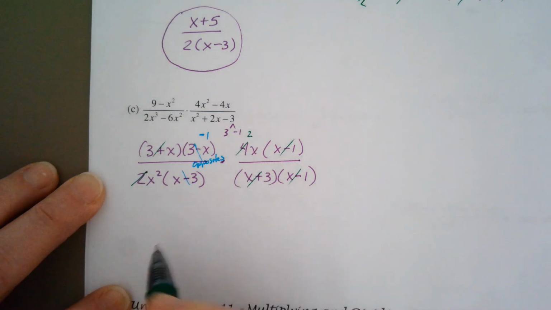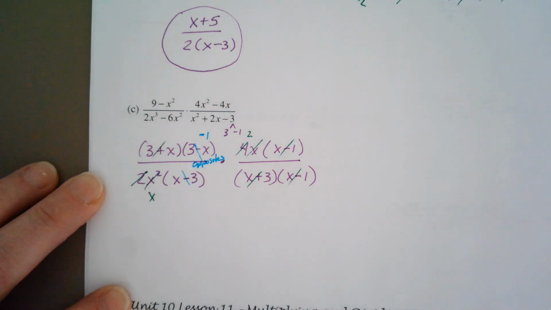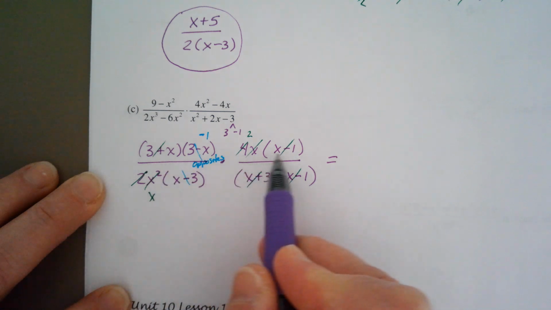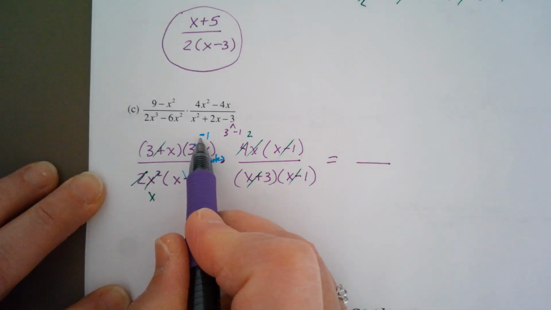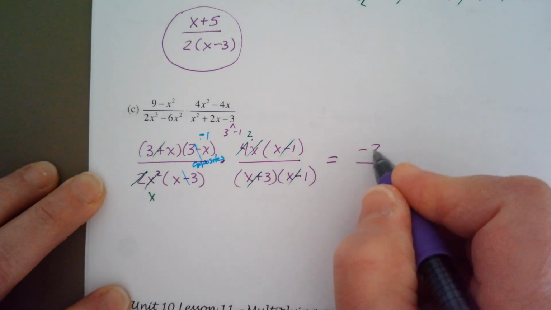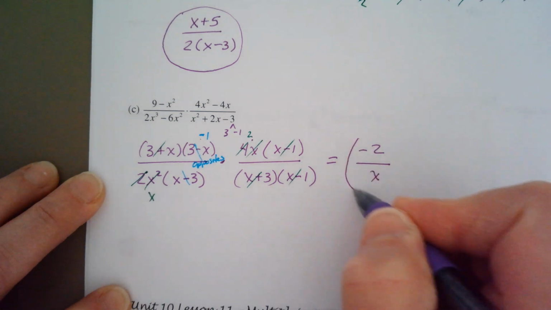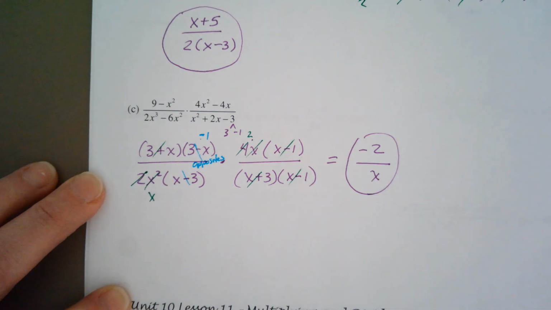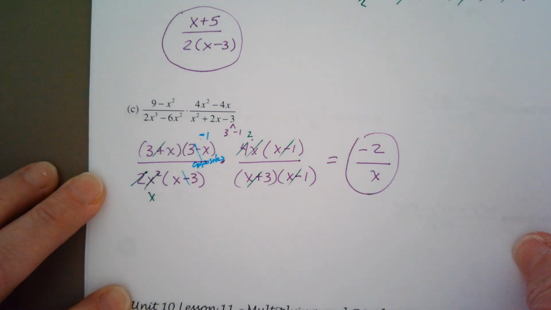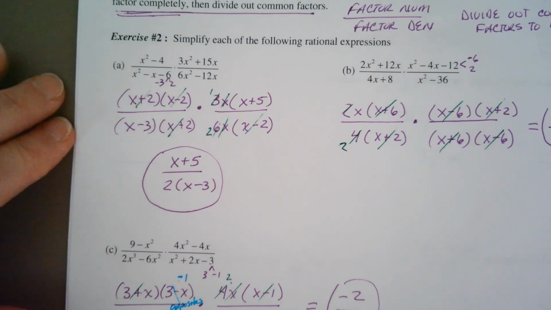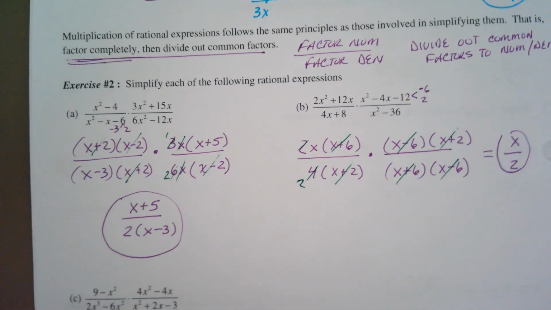The 2 and the 4 reduce, and this x will divide out with one of these 2, leaving an x down in the denominator there. Looking across the numerator, we have -1 times 2 is -2. The denominator, we have simply x, so -2 over x. So with multiplication, again, you're just going to factor numerators, factor denominators, divide out common factors.